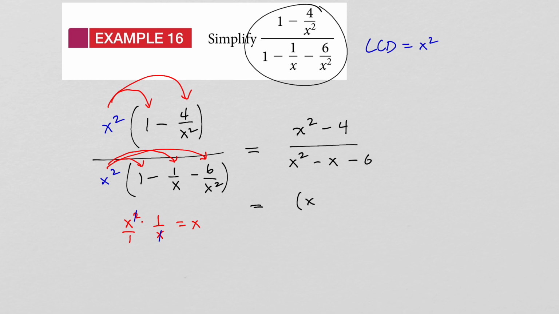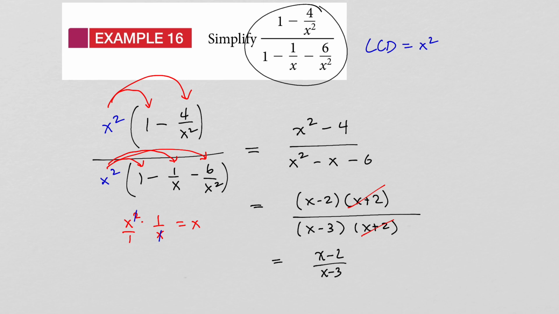Now I'm just going to factor the numerator, factor the denominator, and then you can see we can cancel out the common factor. And our final answer here is x minus 2 over x minus 3.